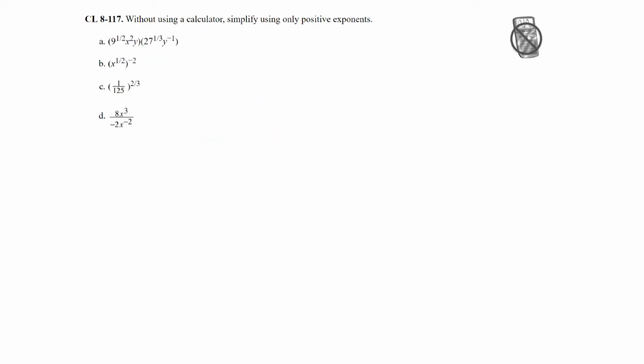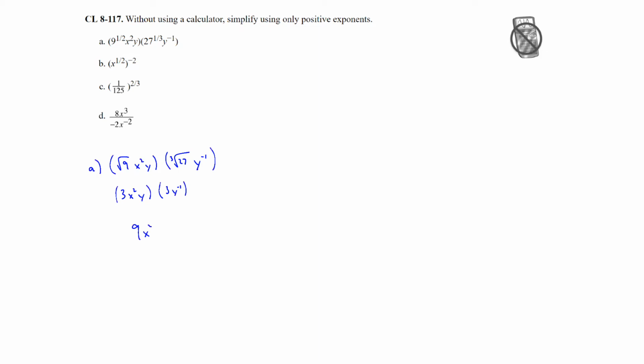Question 117. Without using a calculator, simplify using only positive exponents. So in part A, we have 9 to the 1/2, which represents the square root of 9, x squared y. Then we have the cube root of 27, and then y raised to the negative 1. So we can simplify this. The square root of 9 is 3, x squared y. The cube root of 27 is 3. And now we can multiply the 3 times 3 to get 9.